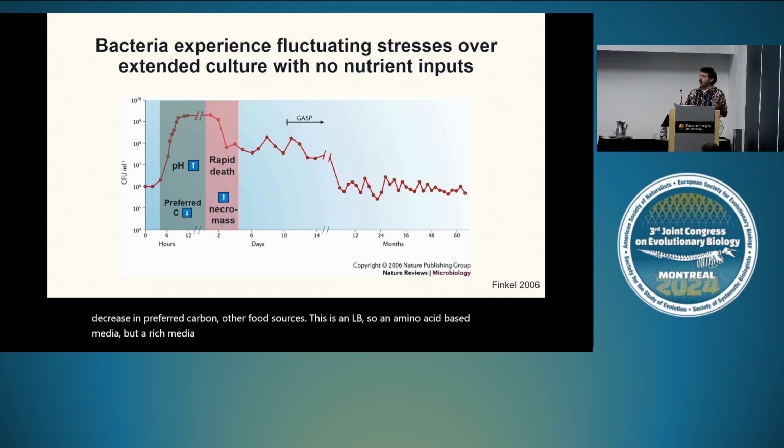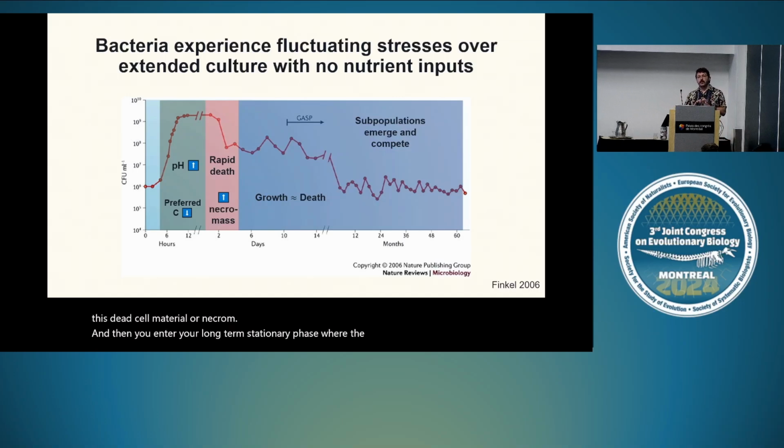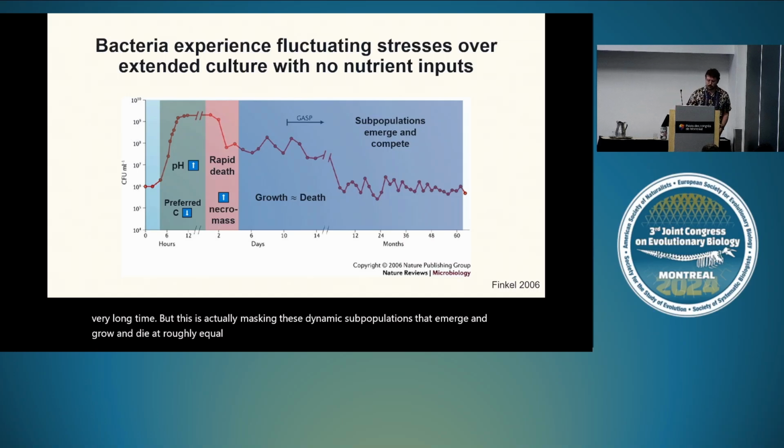Then the cells hang out in stationary phase for a while, and then they have rapid death in what is termed death phase. And then you can see an accumulation of this dead cell material, or necromass. And then you enter long-term stationary phase, where the cell density is constant for a very long time, but this is actually masking these dynamic subpopulations that emerge and grow and die at roughly equal rates.